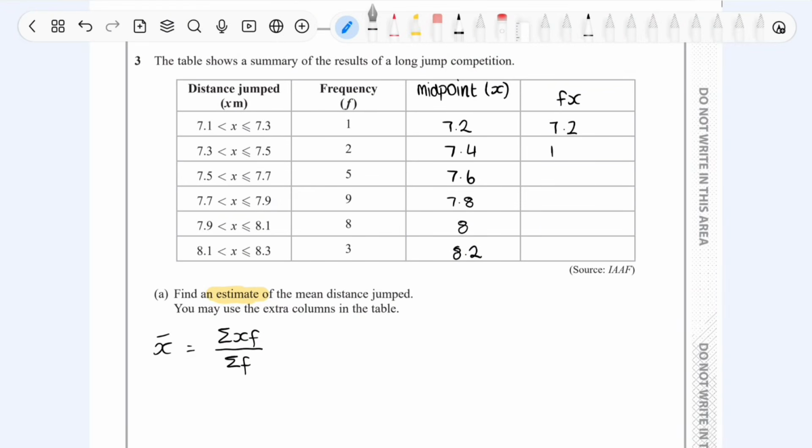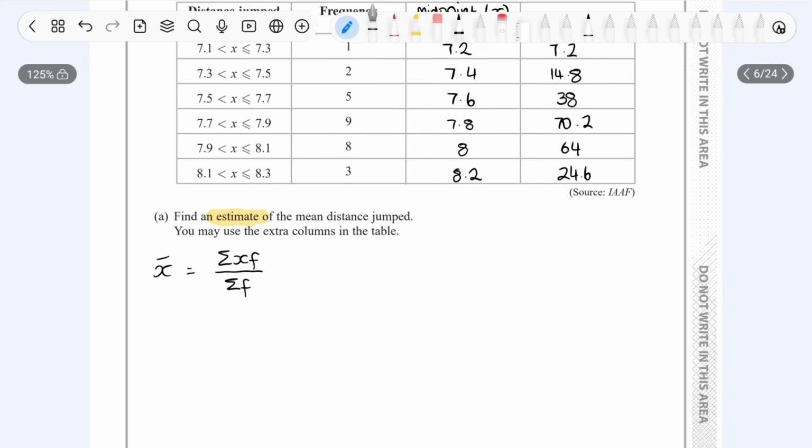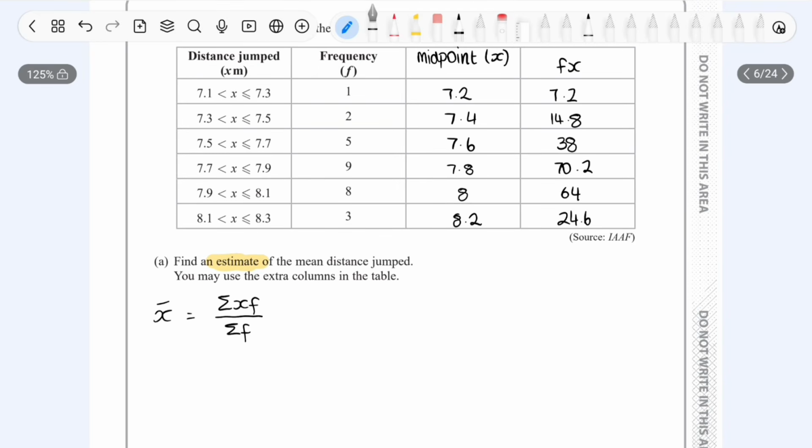then you should get 14.8, then you should get 38, 70.2, 64, and 24.6. Now you've got a sum of x times f, or f times x. I've written it the wrong way around here, or the other way around.